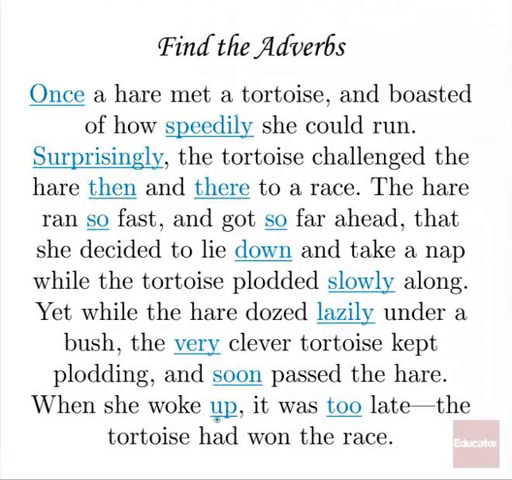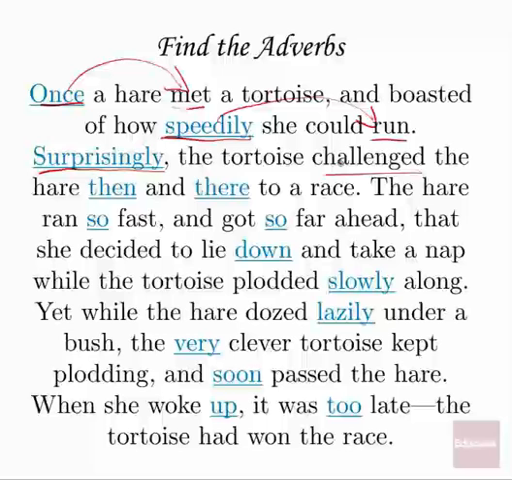Wow, that's a lot of adverbs. Once a hare met a tortoise. When did the meeting occur? Once. A hare met a tortoise and boasted of how speedily she could run. How could she run? Speedily, quickly. Surprisingly, the tortoise challenged the hare then and there. So how was the challenge issued? Surprisingly. And there's that ly ending, and it modifies the verb challenged.